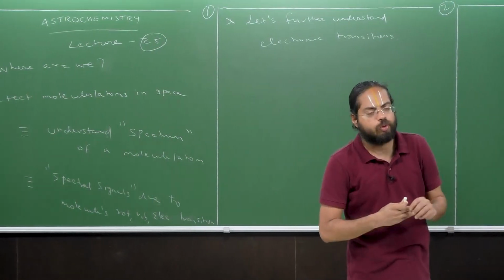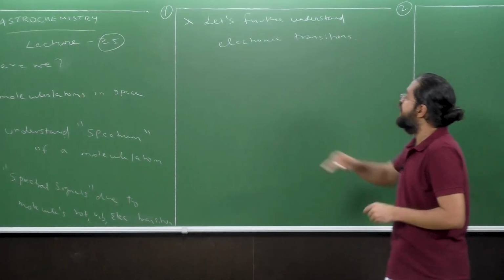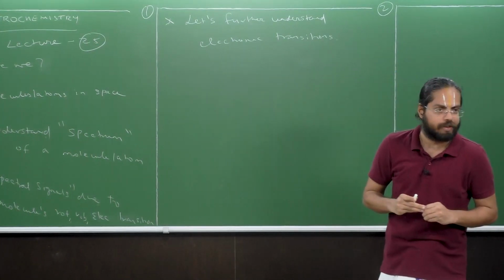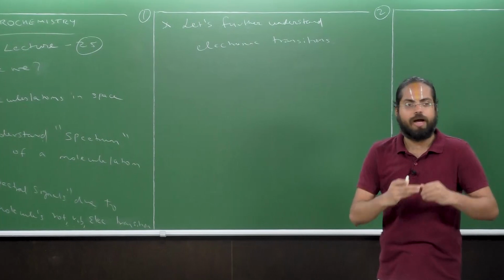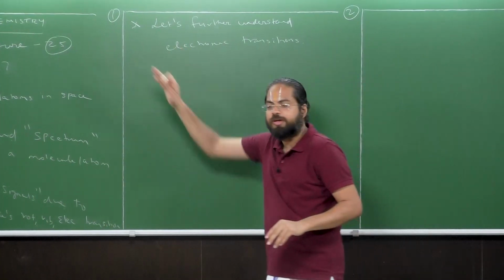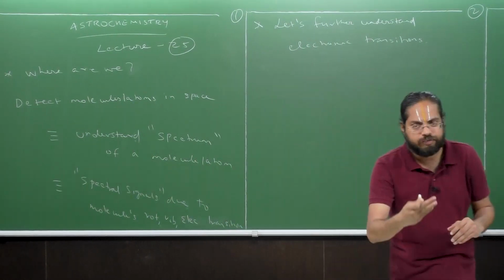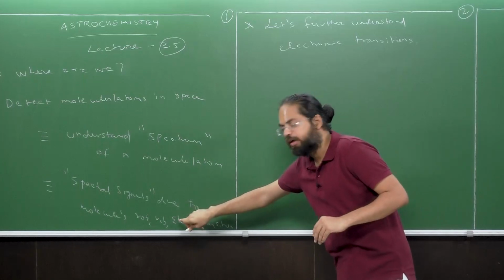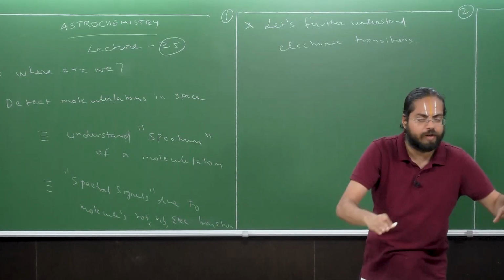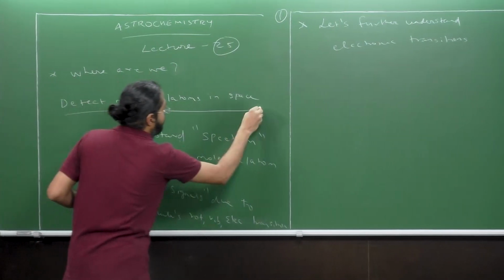All right. So continuing in the same vein, today we shall further understand electronic transitions in molecules and atoms. So why is it all done? Please don't lose sight of the bigger picture. This is an astrochemistry course, and we study spectra and spectral features, and the associated fundamental molecular or atomic phenomena, to ultimately detect molecules in space.